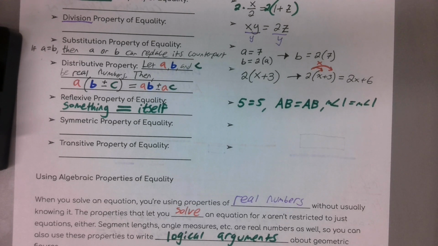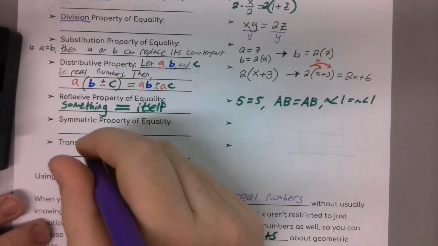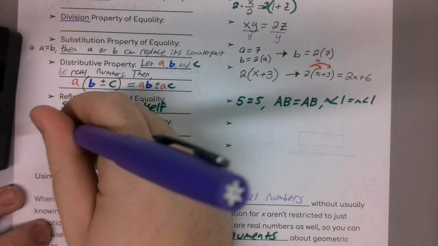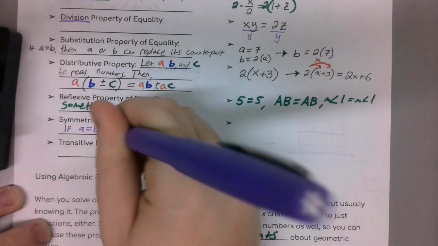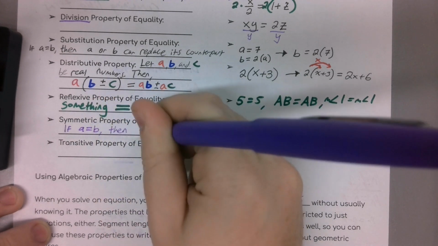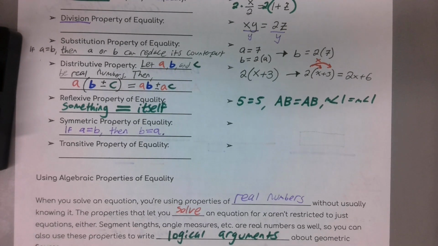The symmetric property of equality is a little bit trickier, but not much. In fact, not much at all. The symmetric property of equality says that if A equals B, then B equals A. It says that when you have an equation with an equal sign, you can flip it and it will still read the exact same thing.